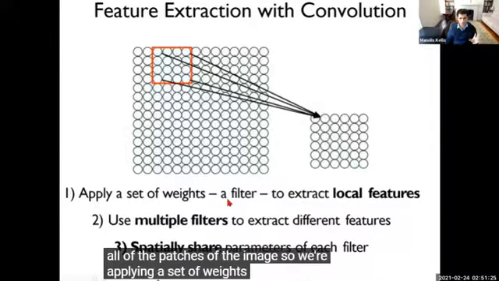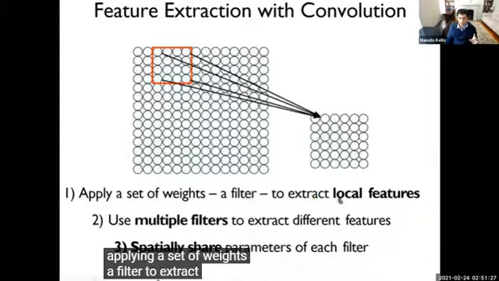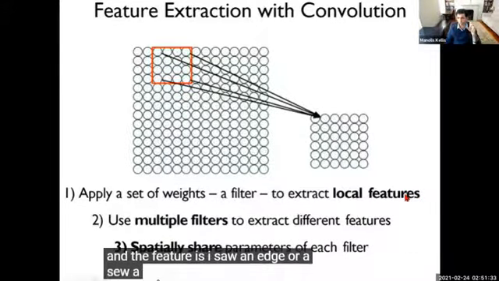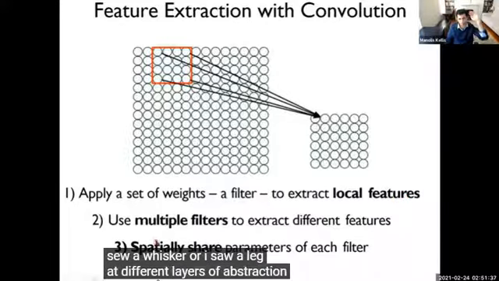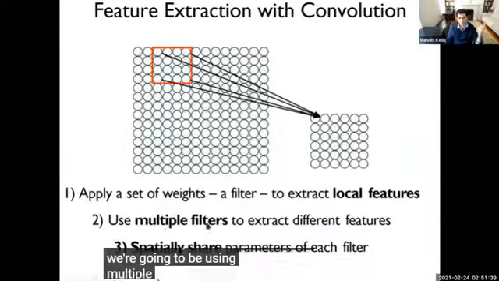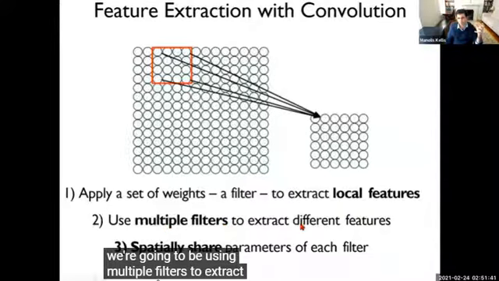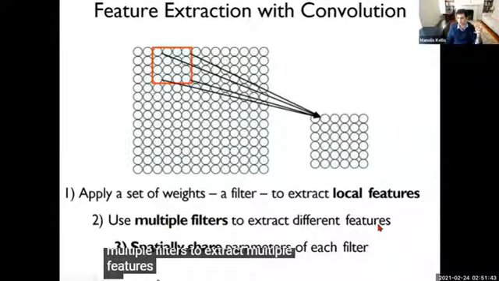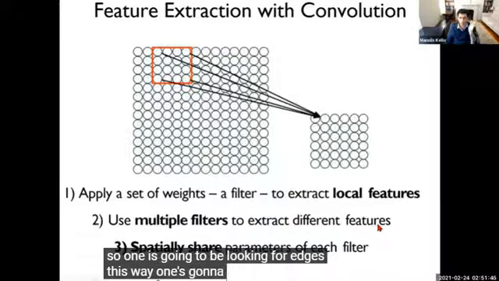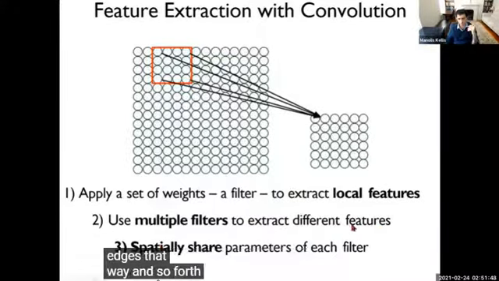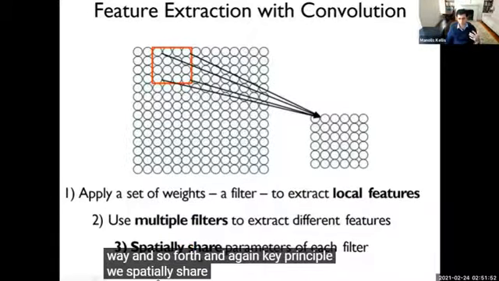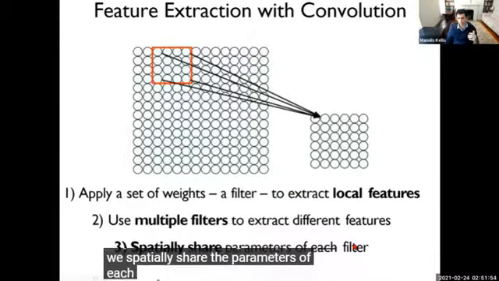So we're applying a set of weights, a filter, to extract local features. And the feature is, I saw an edge, or I saw a whisker, or I saw a leg at different layers of abstraction. And we're going to be using multiple filters to extract multiple features. So one is going to be looking for edges this way, one is going to be looking for edges that way, and so on and so forth. And again, key principle, we spatially share the parameters of each filter.